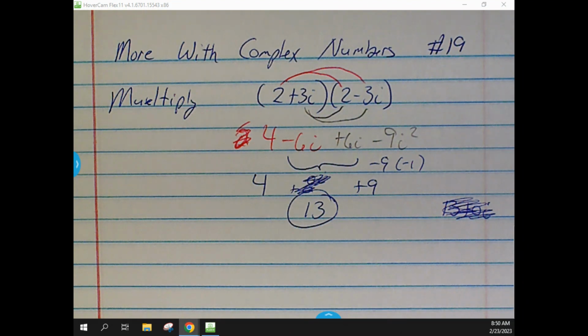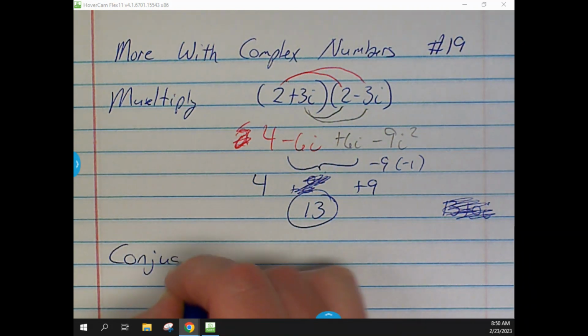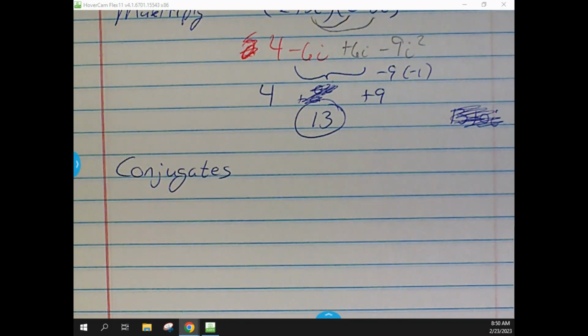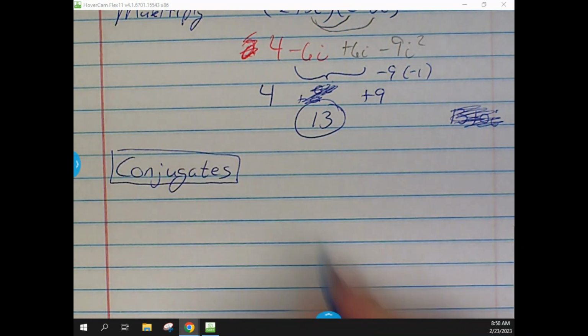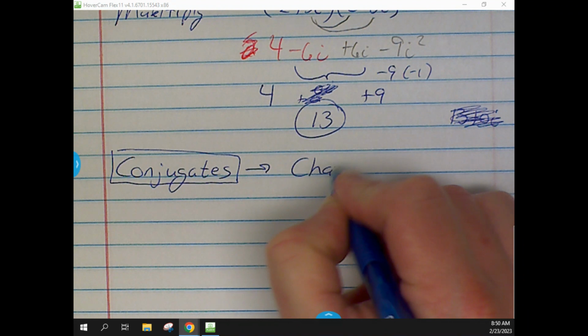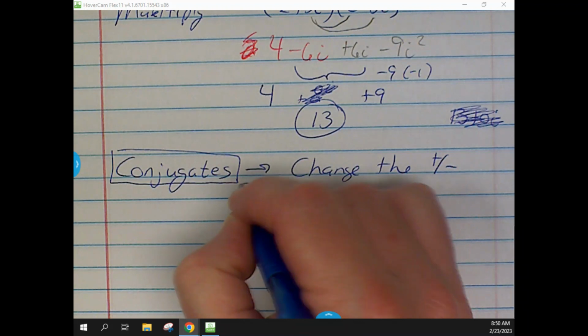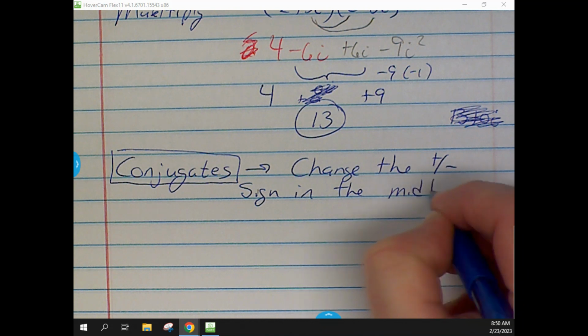All right. Now, here's the big part on this one, and this is where it ties in with the division. It's probably a new word that I don't think y'all have heard before: conjugates. Now, not in the math setting. You probably heard it in English, right? Conjugates and participle, all that stuff. Anyway, conjugates in the math sense, basically here's what we're talking about. When it talks about conjugates, these are expressions where you just change the plus or minus sign in the middle.